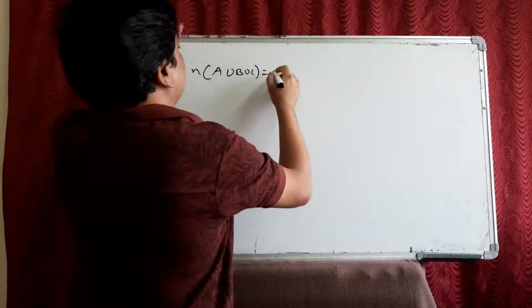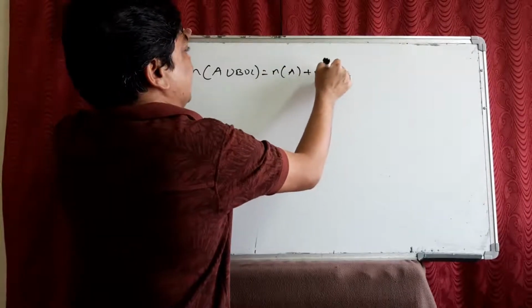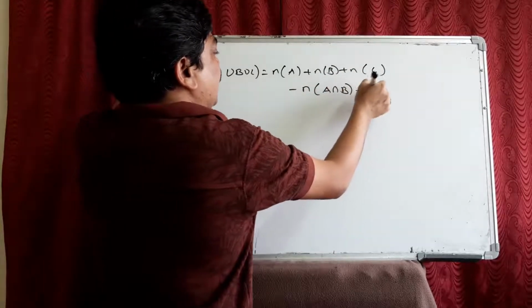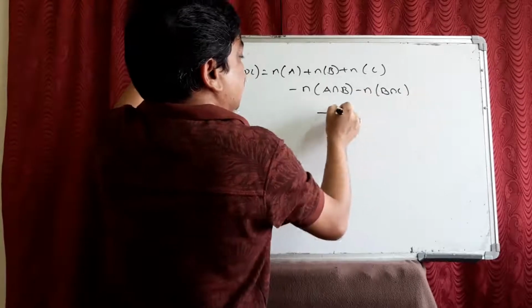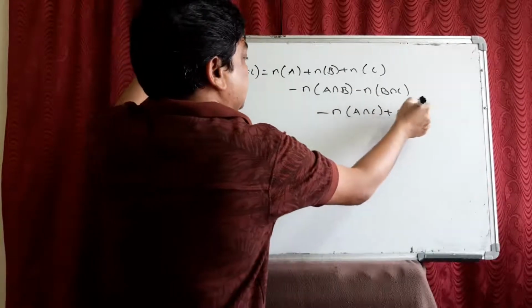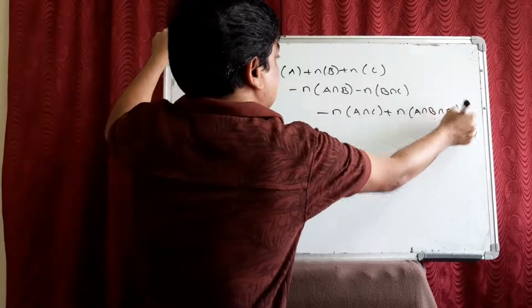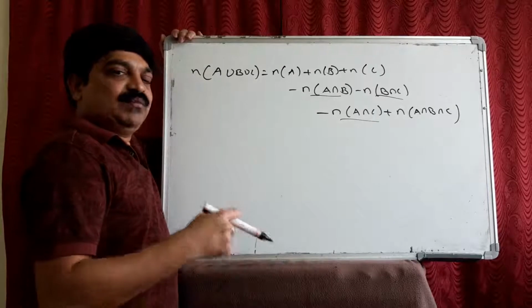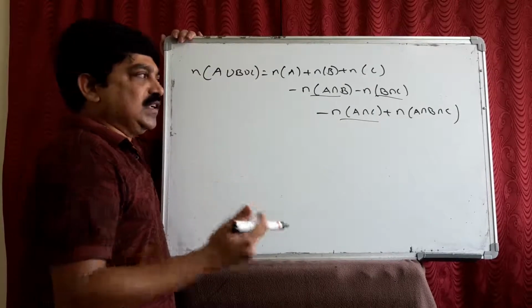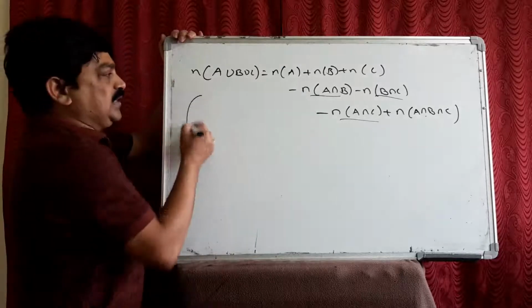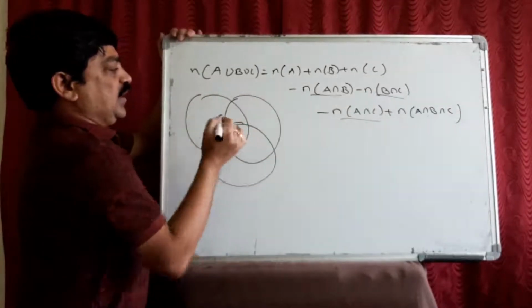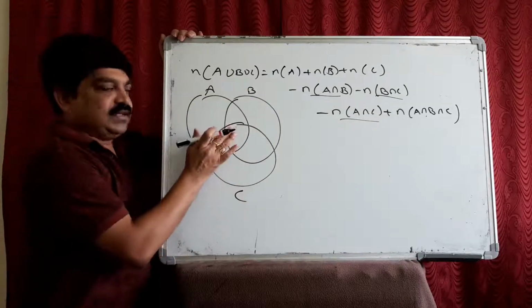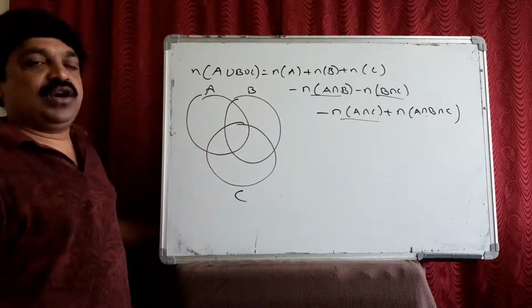It can be written as n of A plus n of B plus n of C minus n of A intersection B minus n of B intersection C minus n of A intersection C plus n of A intersection B intersection C. In this, these three are for both, that means both A and B, both B and C, both A and C, and this is all together. This can be shown in a figure like this: A, B, C. When you fill it, you have to fill the center part first. The center part is nothing but the common part of all.